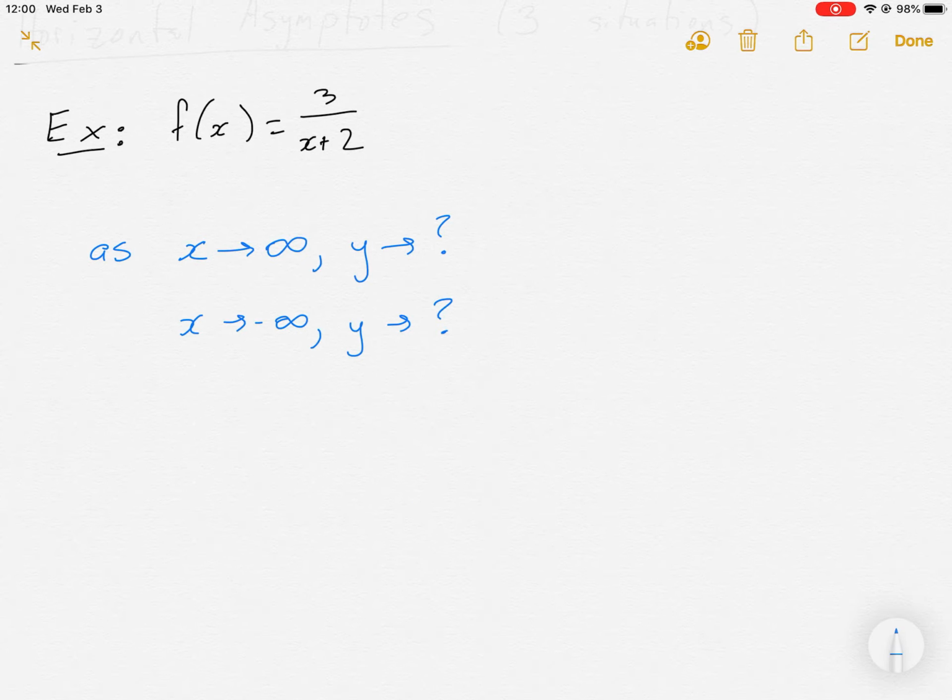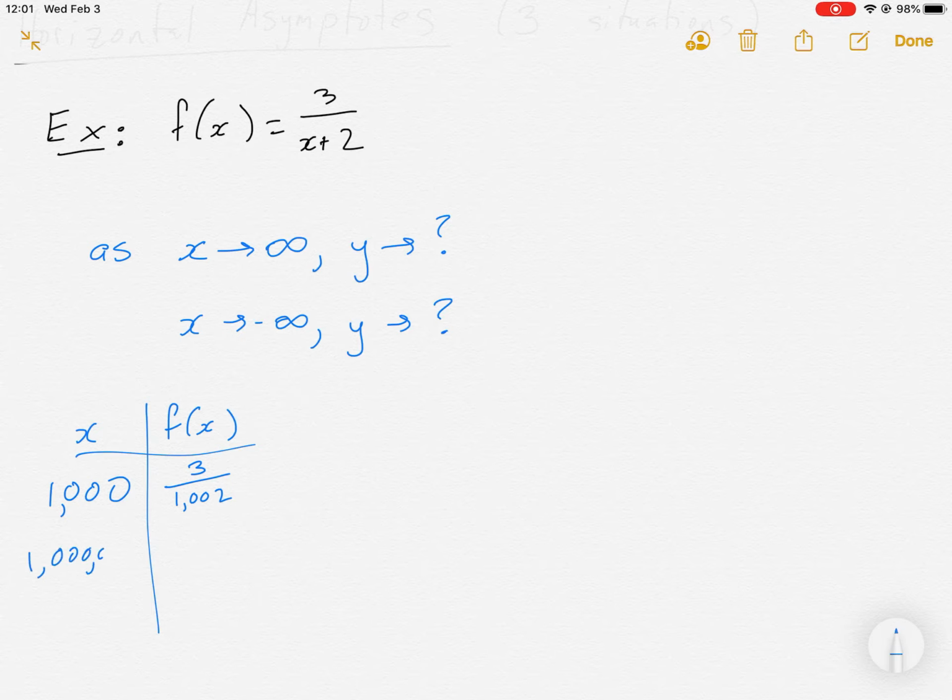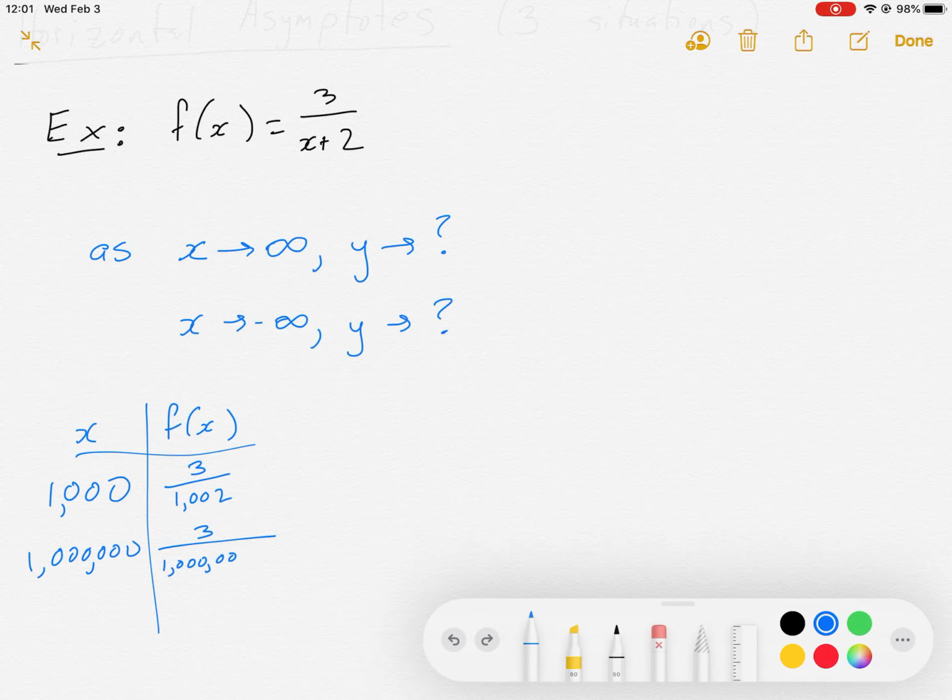Let's think of a really large number for x. So for example, let's go ahead and create a table here. Let's say I put 1,000 in. That's a pretty large number. In that case, I'm going to end up with 3 over 1,000 plus 2, so 1,002. This is a very small number. Let me put an even larger number in for x. Let's go from 1,000 up to 1,000,000. If I do that, then my y value is going to be 3 over 1,000,000 and 2.